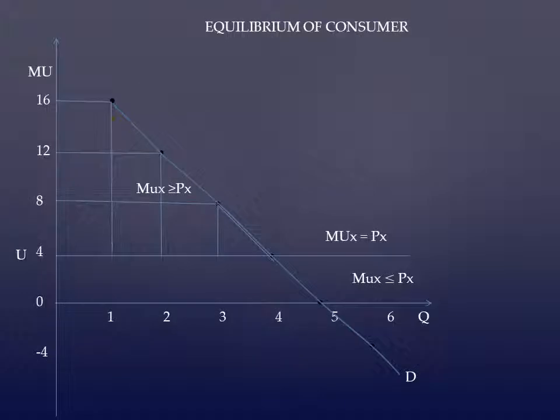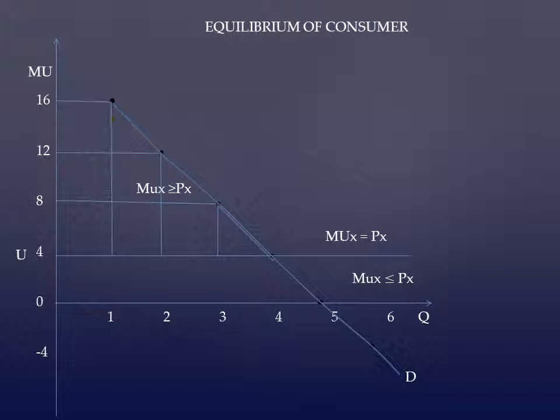Now we explain the equilibrium of the consumer in the one commodity model. The marginal utility curve slopes downward, indicating that the marginal utility falls with successive consumption of commodity X due to the operation of the law of diminishing marginal utility. Price is a horizontal, straight price line. Suppose price is fixed at rupees 4 per unit. The consumer will be in equilibrium at the point where marginal utility of X becomes equal to its price.